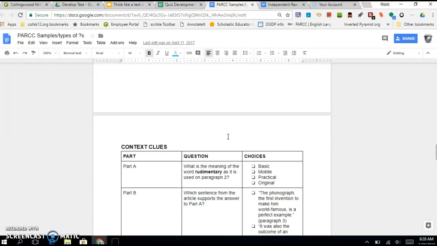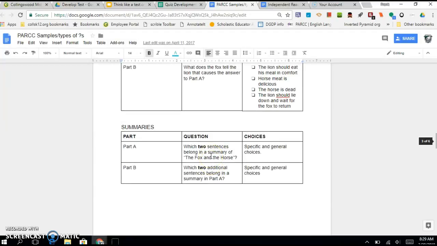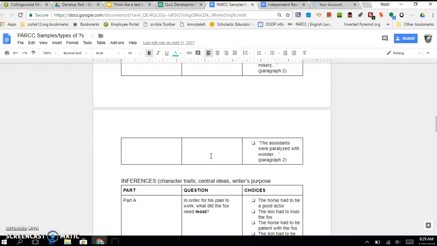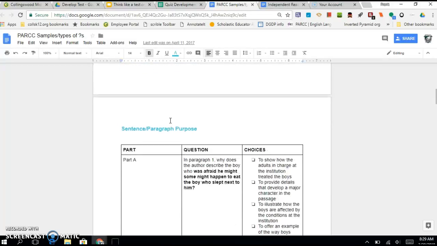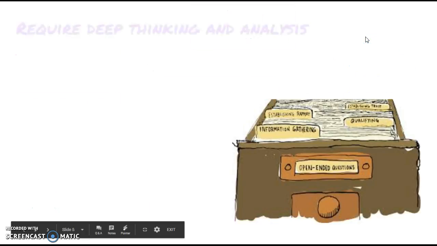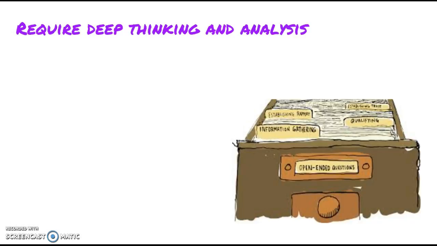You're going to need to come up with two different types of questions. You can do one context clues, one inference, one summary, one inference. It's up to you. I do not want two context clues questions. You need to come up with one type of each, a Part A and a Part B. You have these samples, need help. Obviously, I'll be around. The other thing you're going to need to do is come up with one open-ended question. So that requires deep thinking and analysis.